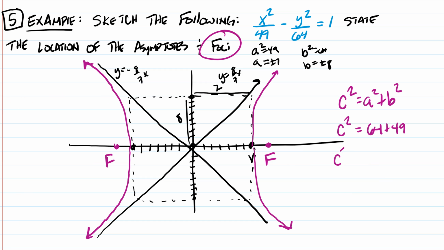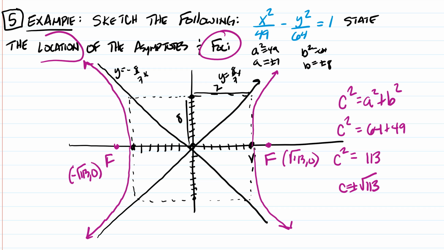So c squared is going to be 64 plus 49 is 113. So c is equal to plus or minus the square root of 113. So I could say this focal point is at square root 113 comma 0. And this one is at negative square root 113 comma 0. So I've given the location of my focal points, and hopefully this makes sense to you guys.